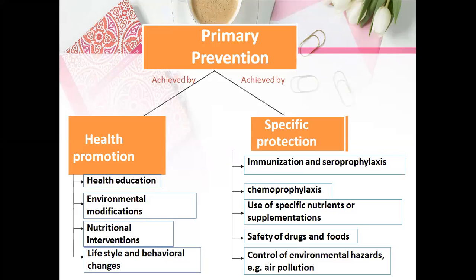Next, use of specific nutrients or supplements. Whenever we say specific, that means we are going to concentrate on a specific type of nutritional deficiency. Suppose an individual is having goiter. Goiter happens because of the lack of iodine in the diet, so the person might have an enlarged neck. In such people we will give iodine, so iodine supplemented salt, because it has been seen that iodine really helps in the prevention of goiter.